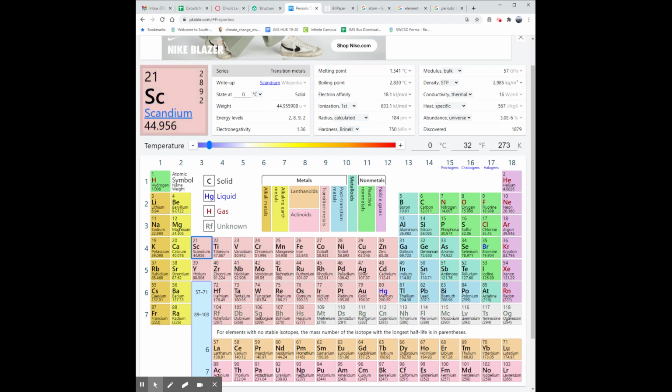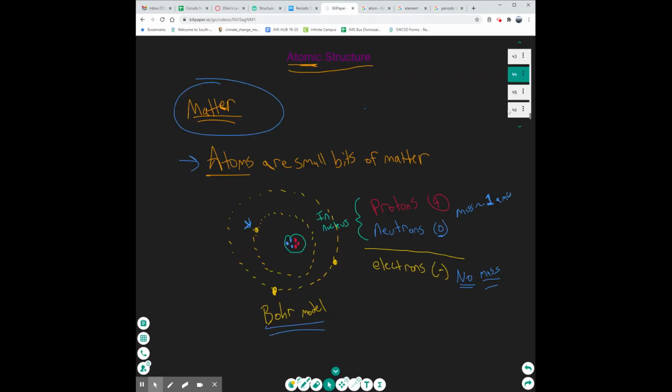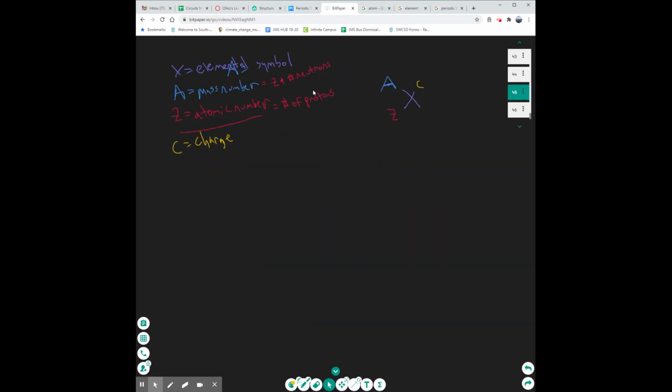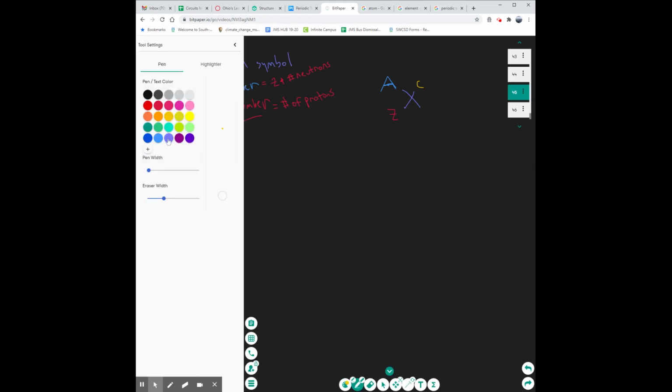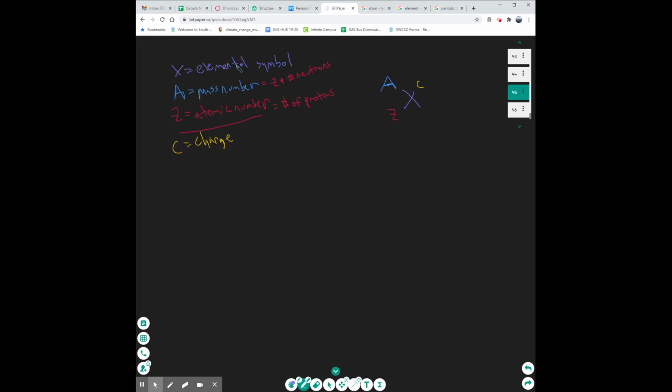So here's scandium, right? It has a mass of almost 45 and an atomic number of 21. It's the 21st atom, or 21st element, in the order of the periodic table. If you read across from left to right and then down, it's number 21. 21 is its atomic number. Okay. Why does that matter? Well, we tend to write things in this special notation here. Elemental symbol. We tend to write things like this. So this type of notation is called isotope notation. And we are going to look at that in a second.